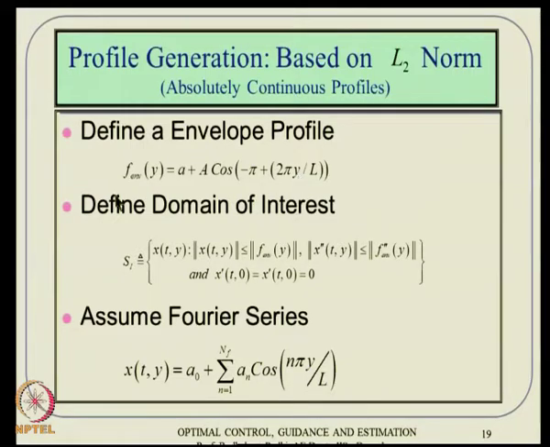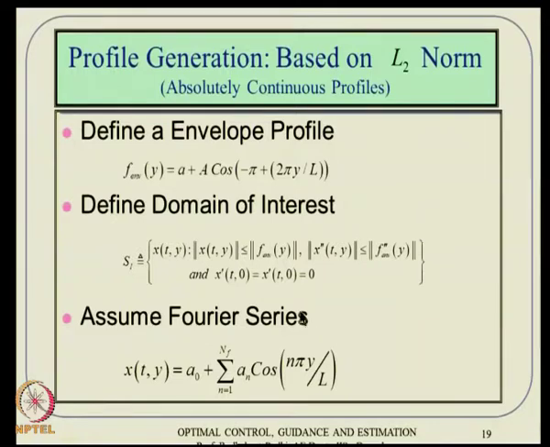Then next you define a domain of interest: x(t, y) such that its norm has to be less than or equal to some envelope function of y. This is where the utility comes in even more. Once you know this, these numbers can be selected in a good way. In this particular example, position has to be bounded by that, as well as the double spatial derivative, which is coming out of that, and these conditions also have to be 0.